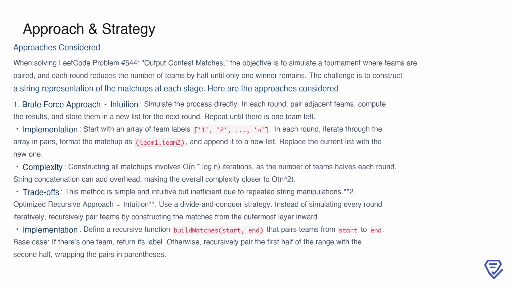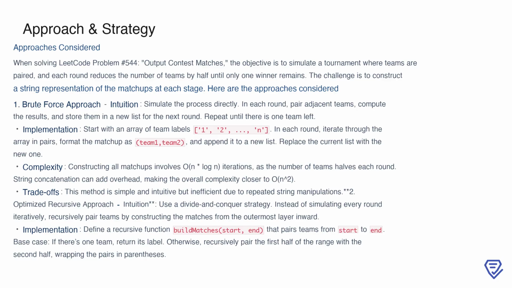To solve this, several approaches were considered. The first is the brute force approach, which directly simulates each round. Here, we start with an array of team labels, like 1, 2, up to n. In each round, we pair adjacent teams, format their matchup as (Team 1, Team 2), and store the results in a new list. Once all pairs are processed, the current list is replaced with the new one, and the process repeats until only one team remains. While this approach is simple and intuitive, it has a time complexity of O(n log n) due to the iterative halving of teams, and the repeated string concatenation can bring the complexity close to O(n²). This makes the brute force method inefficient for larger numbers of teams.